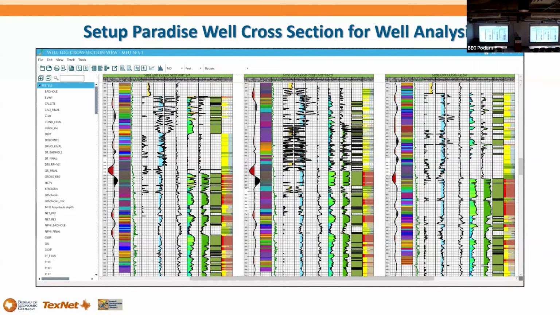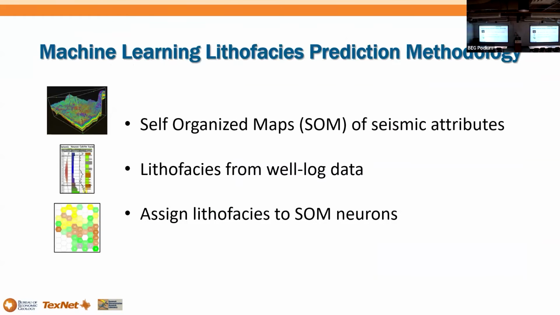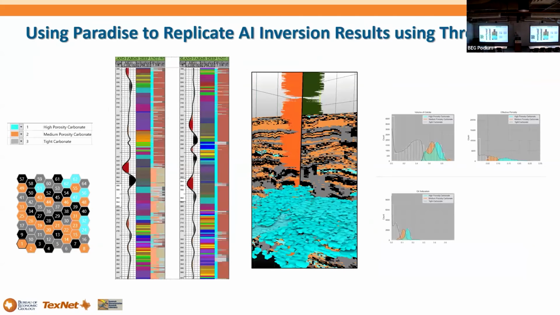And with a setup like that, the workflow continues. The self-organized maps are then integrated with the well log data and the lithofacies, and then the lithofacies are assigned to the self-organized map neurons. And here's where the magic happens.